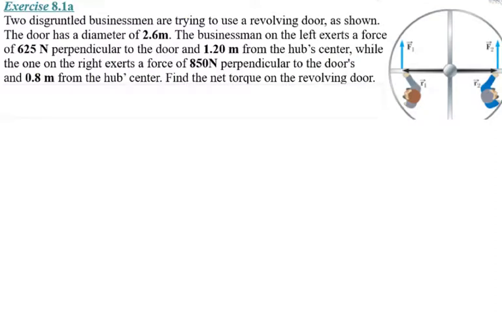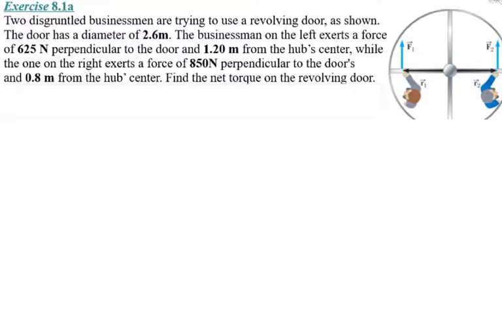Two disgruntled businessmen are trying to use a revolving door as shown. The door has a diameter of 2.6 meters. The businessman on the left exerts the force of 625 newtons perpendicular to the door and 1.2 meters from the hub center, while the other one on the right exerts the force of 850 newtons perpendicular to the door and 0.8 meters from the hub's center. Find the net torque of the revolving door.